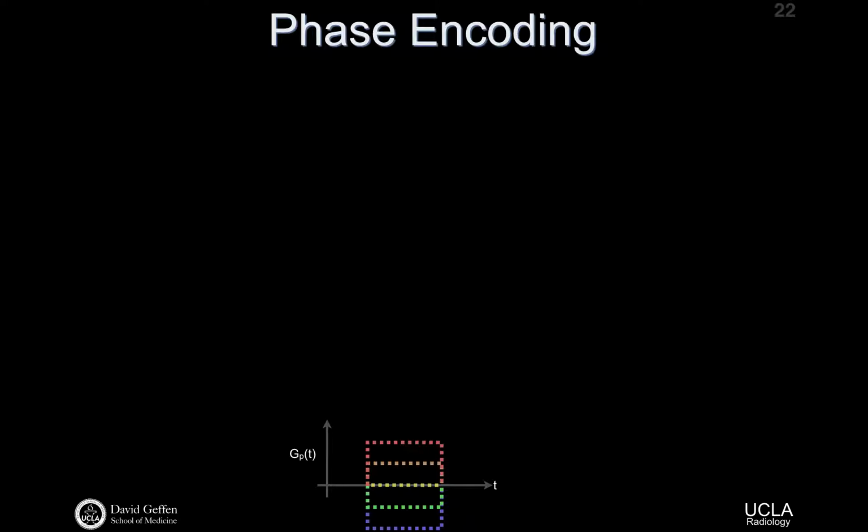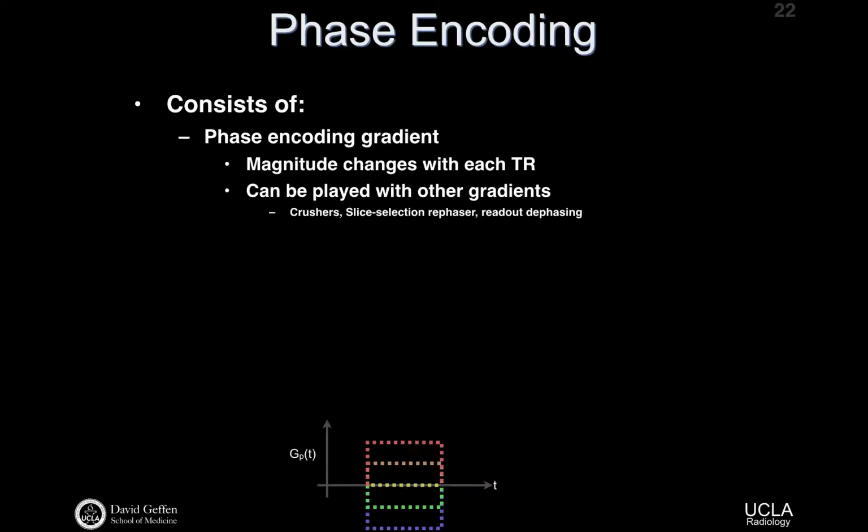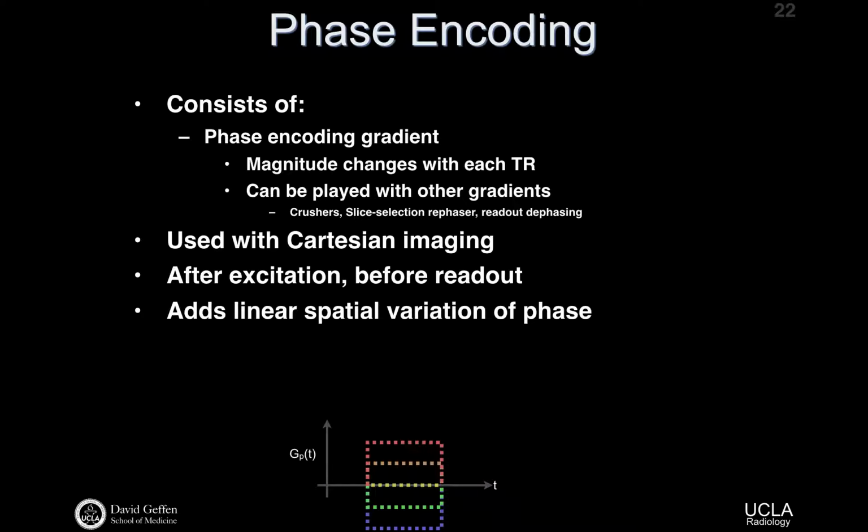Okay. So let's think about the phase encode gradients. This we saw already. The magnitude of the phase encode gradient changes with each TR, and it can be played with other gradients. I'll make that more clear a little bit later. But the phase encoding gradient will contribute this linear spatial variation of the phase. It adds a linear spatial variation of the phase to the signal or to the slice that you're trying to image. And we need to do it after excitation, right? So we have to excite the spins, of course. And we're trying to encode some spatial information in the signal that we receive, so it has to be done before readout.